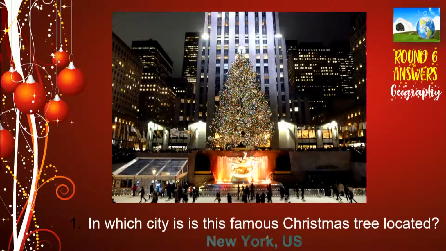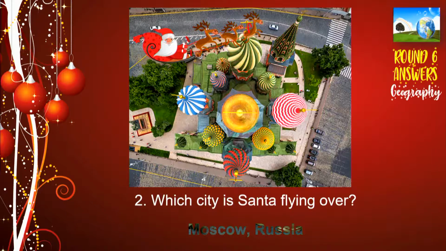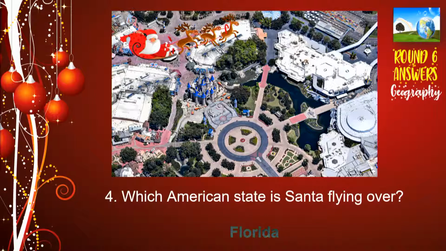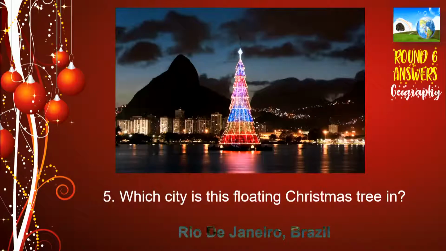So, question number 1. In which city is this famous Christmas tree located? It is New York, in the US. I wanna be a part of it. Question number 2. Which city is Santa flying over? It is Moscow in Russia. It's like a toy town. Number 3, this Christmas tree is as big as a mountain. It is the country of Italy. Question number 4. Which American state is Santa flying over? It is, of course, Florida. Of course. This beautiful floating tree is in Rio de Janeiro in Brazil.